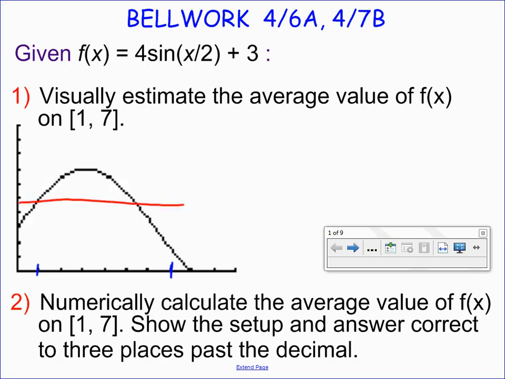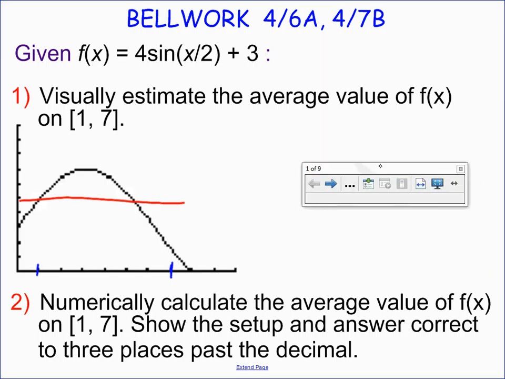All right. Now we're going to go ahead and do this numerically. Remember, numerically means calculator allowed. We can use the built-in capabilities of the software on our graphers. So numerically calculate the average value of f on the interval 1 to 7. We're going to show the setup, that's the calculus setup, and then answer correct to 3 places past the decimal in accordance with the College Board AP curriculum.